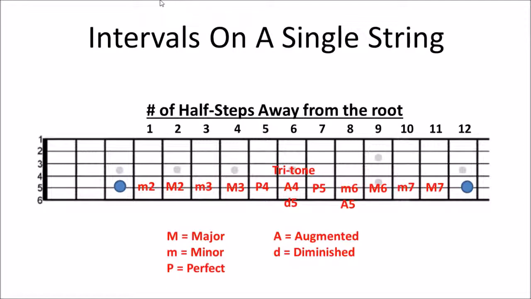Okay, so there you have it. Those are the intervals of all 12 notes on a single string of the guitar within 1 octave. And if you're totally unfamiliar with all this, watch this video another time or two. Make sure you understand these intervals and concepts here.